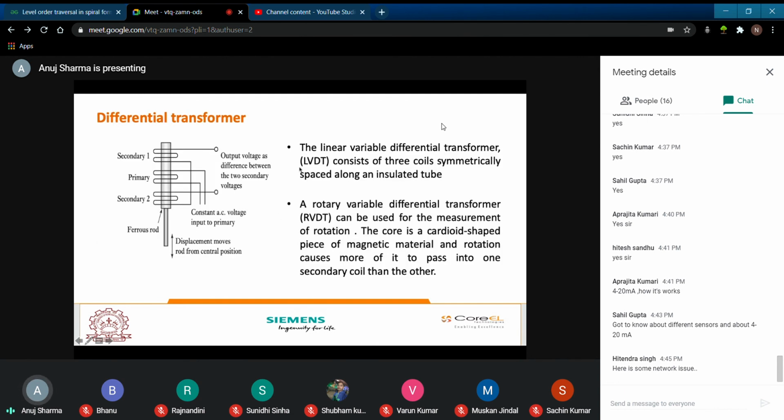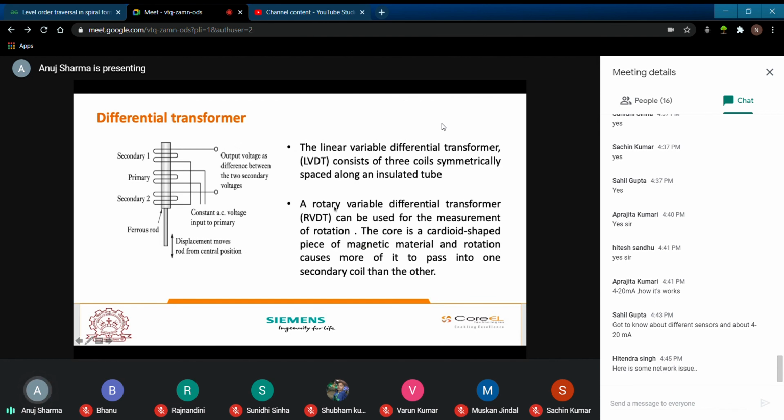Then you have LVDT, the linear variable differential transformer. What happens here is that there is a primary which will excite, and there are secondaries, secondary 1 and secondary 2. When the core moves, there will be a change in this particular output and this particular output, and then the change will be captured by your LVDT.